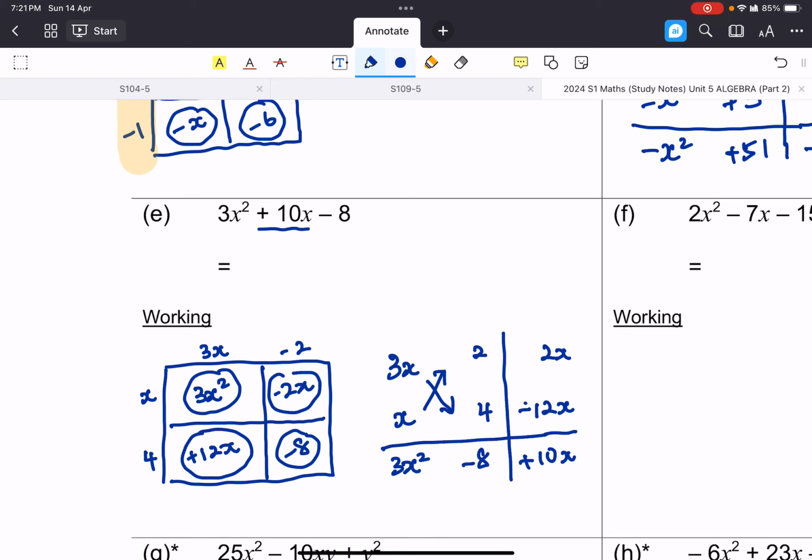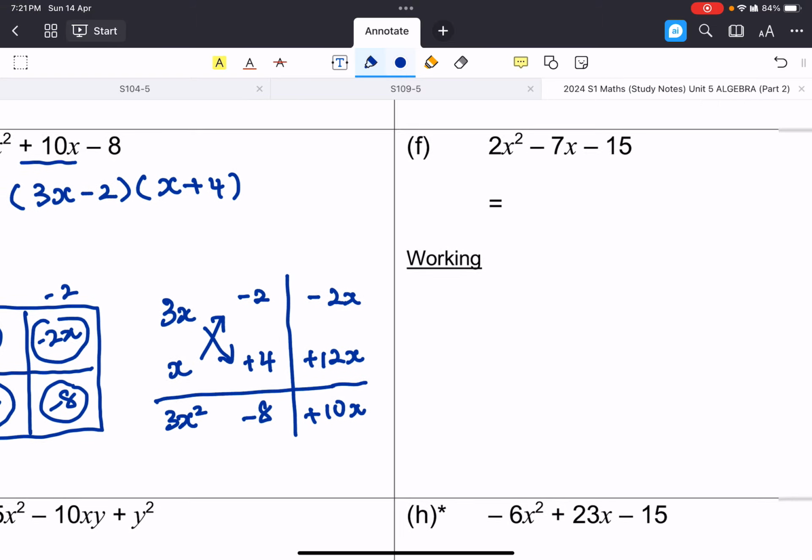So I want this to be positive. I want this to be negative. This will be negative. This will be positive. And then if you look at it from the column point of view, negative 2 times positive 4 gives me negative 8. This combo is good, right? So that's how we end up with the combination 3x minus 2 and x plus 4, right? That's how it works. Both methods show it to you. Choose the one that you feel more comfortable with, right? Right, another example. Let's go.